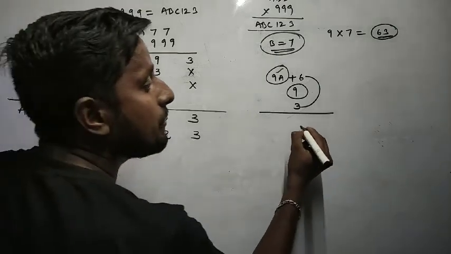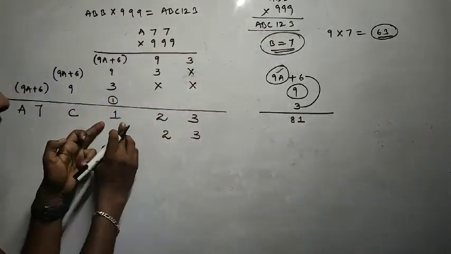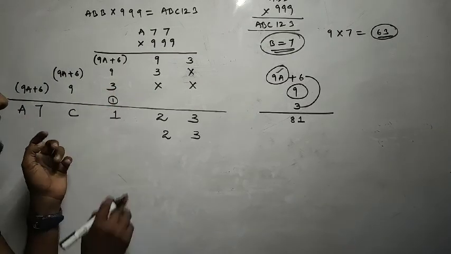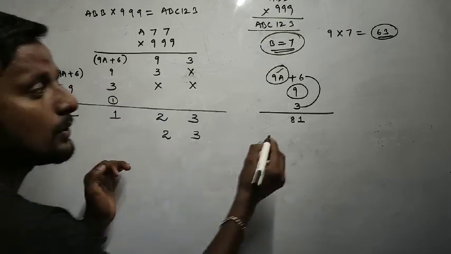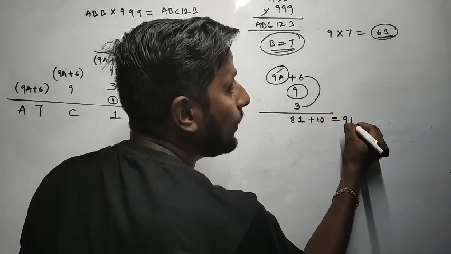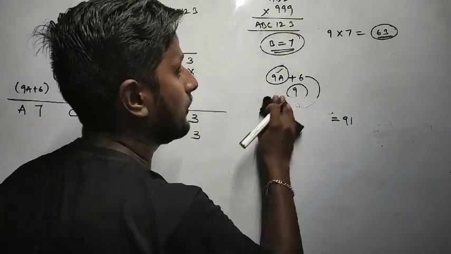Correct now? So simply, 9 9s are 81. But what happened? We got 1 carry. 1 carry is nothing but equal to 10. So in the sum, the value increased by 10. That's nothing but 91. Correct? Okay, 91.